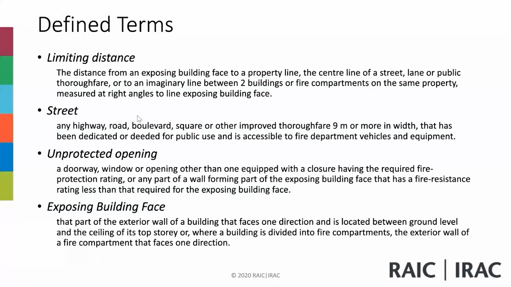Unprotected opening is a doorway, window, or any opening other than those equipped with a closure having the required fire protection rating. Remember, closures in fire separations require a fire protection rating. It is also any part of a wall forming part of the exposing building face that has a fire resistance rating less than that required of the exposing building face. So if we have an exterior wall that does not have a fire resistance rating, then that's basically a full unprotected opening. If part of the wall has the fire resistance rating and another part of it is unprotected, then that part would be the unprotected opening.